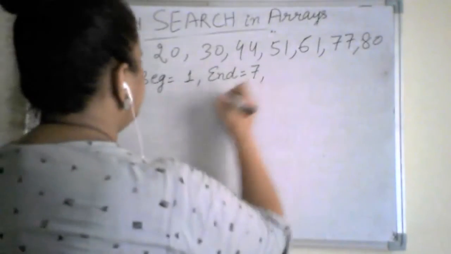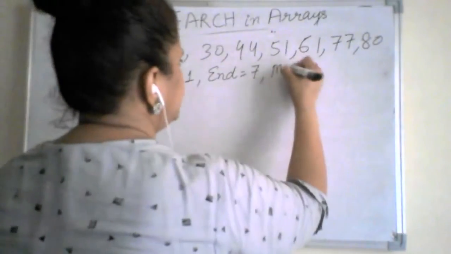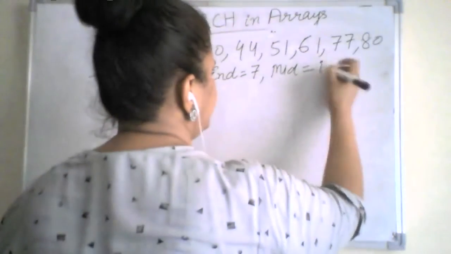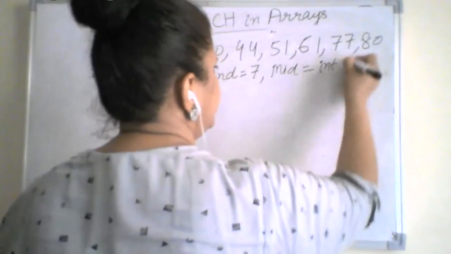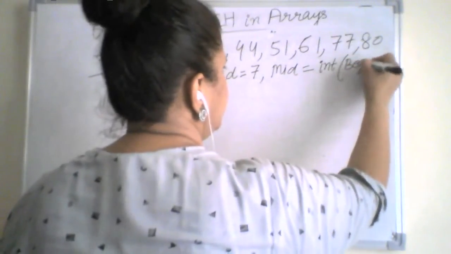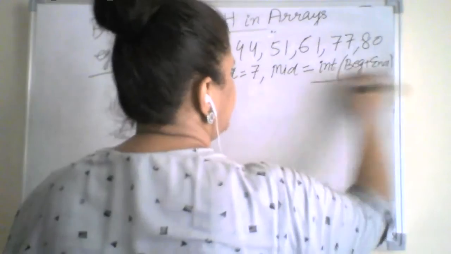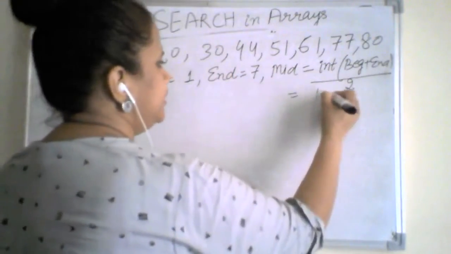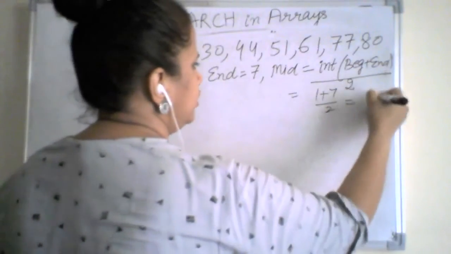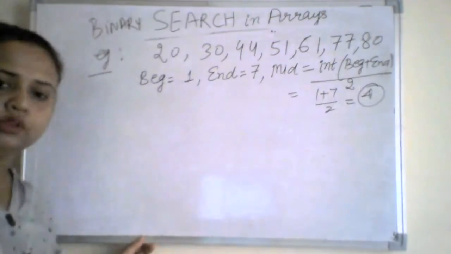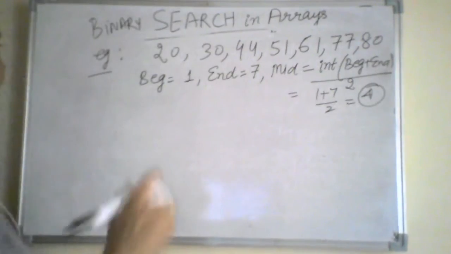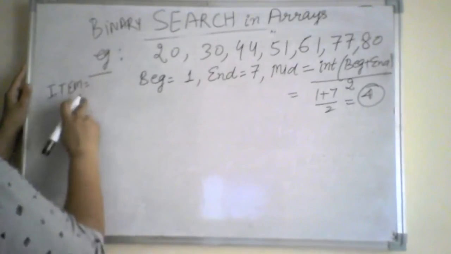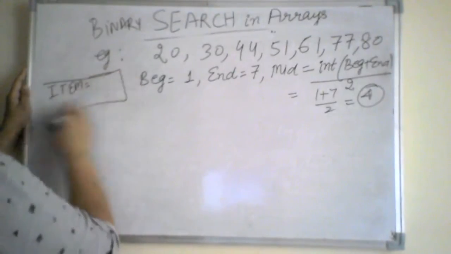Then the other thing you need to calculate is the mid, like I told you. This is how we calculate the mid: integer of beginning plus end by 2. That calculates the mid value of your data. So it will be 1 plus 7 by 2, equivalent to 4. So the mid value for your data is 4. The first thing you need to do is notice the item that you want to find.